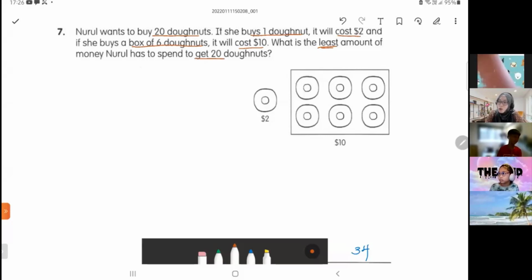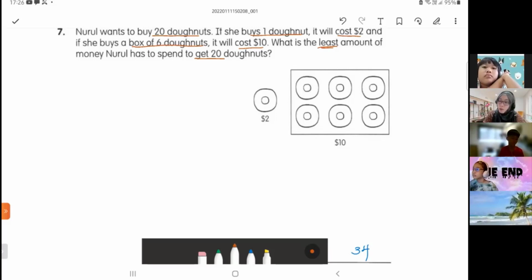All right. So you want to buy donuts. Now, let's look at the box of 6. When you go to Dunkin' Donuts or Krispy Kreme or wherever, they always sell in boxes, right? They will ask you, how many you want? Then you will say half a dozen, 1 dozen. Half a dozen means 6 pieces. Dozen means 12 pieces.